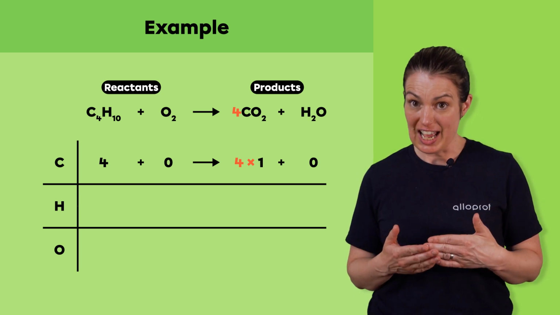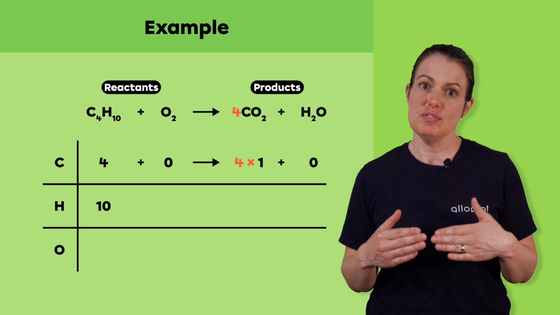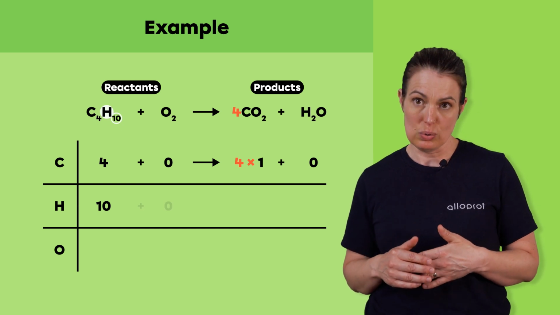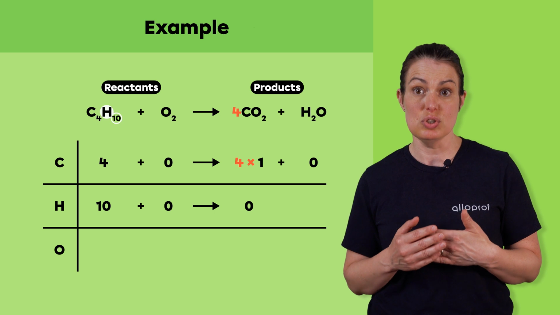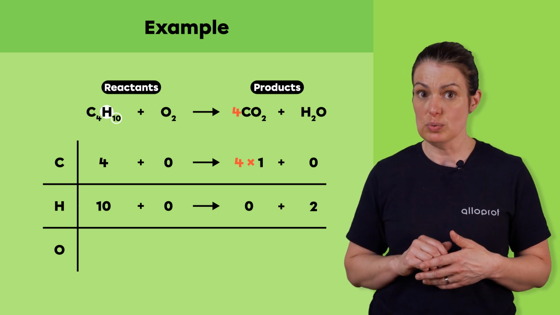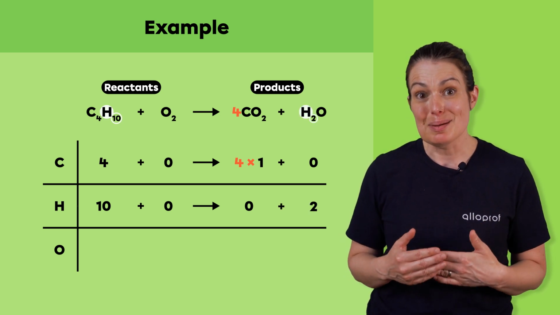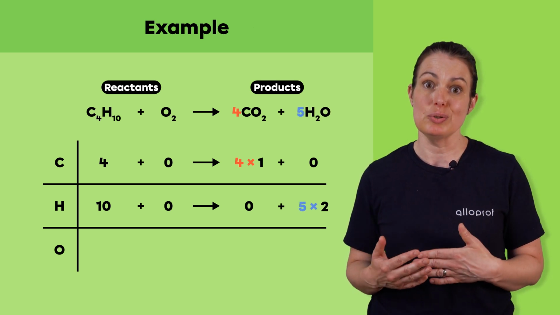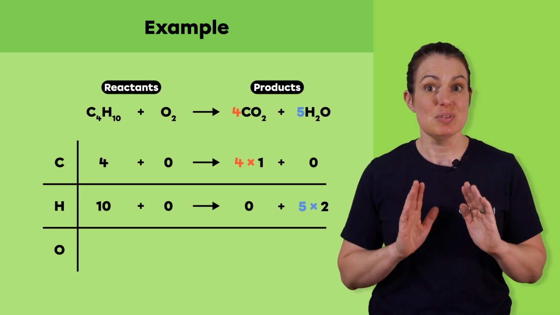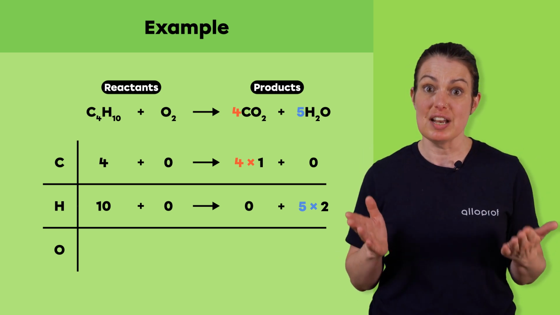For the hydrogen atoms, there are 10 in C4H10, but none in O2. On the product side, there are no hydrogen atoms in CO2, and there are 2 in H2O. To balance the number of hydrogen atoms in the equation, we need to multiply the H2O molecule by 5. There are now 10 hydrogen atoms on each side of the equation.